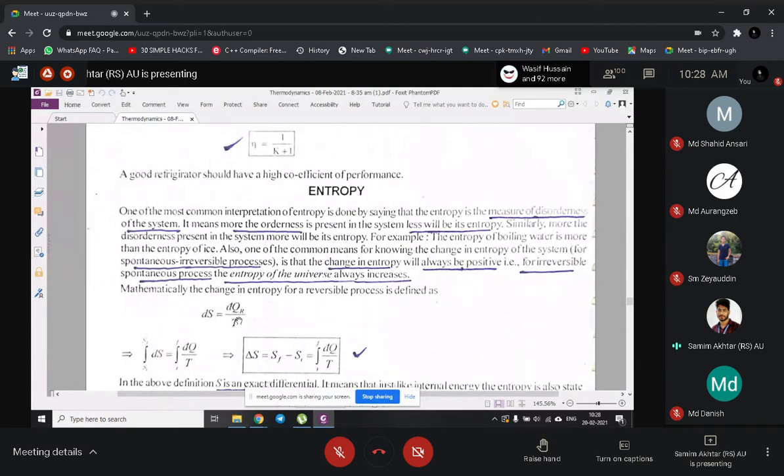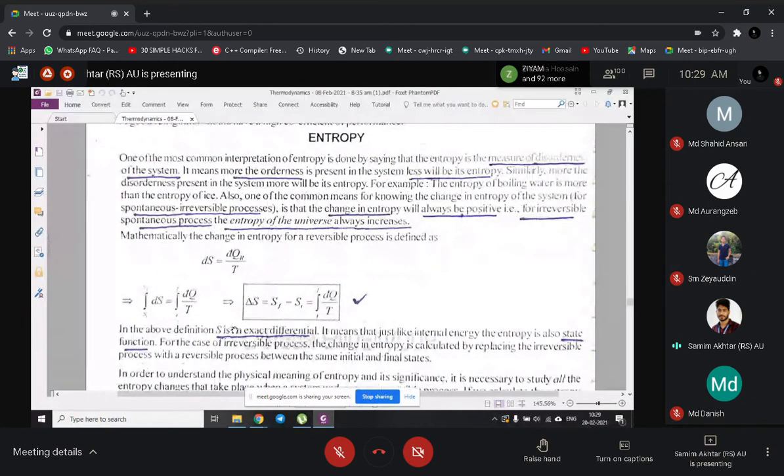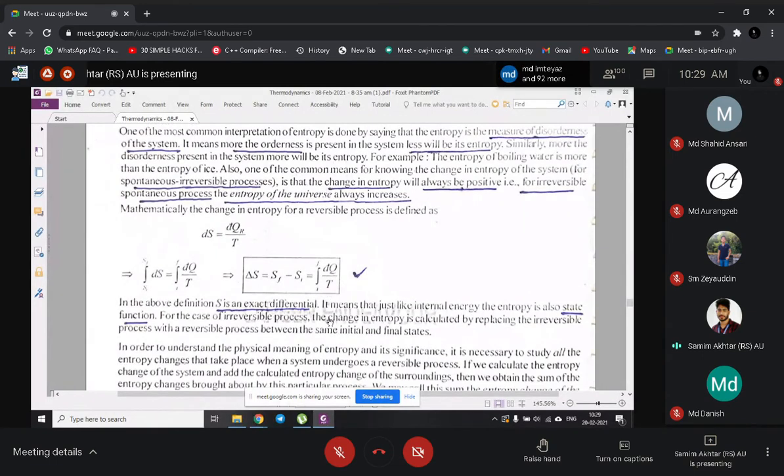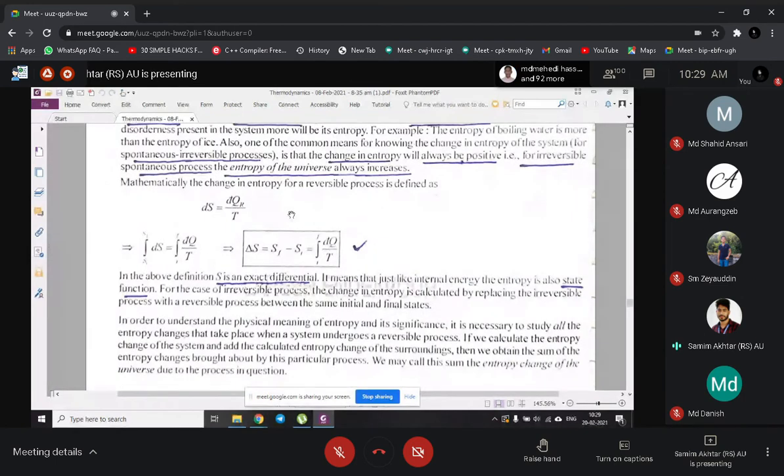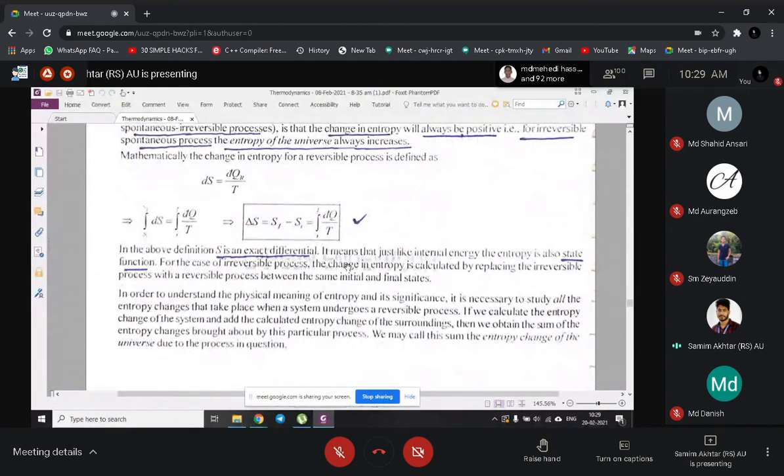You write that dQ by T. Basically dQ is the amount of heat change in the system, and T is the temperature. Energy per unit temperature. If you take the integration on both sides, then it gives delta S is basically the integration from i to f, that means initial to final point, of dQ by T. Okay, so this is basically the expression of the entropy.